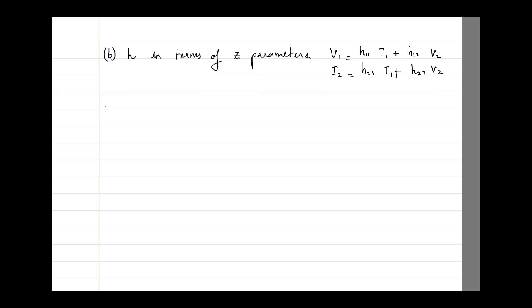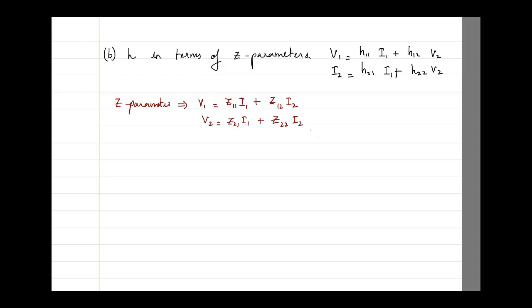And we have to start with the z parameter. What is the z parameter equation? The z parameter equation is v1 with respect to i1 and i2. Similarly, v2 also with respect to i1 and i2. Correct? So now I have to rearrange.